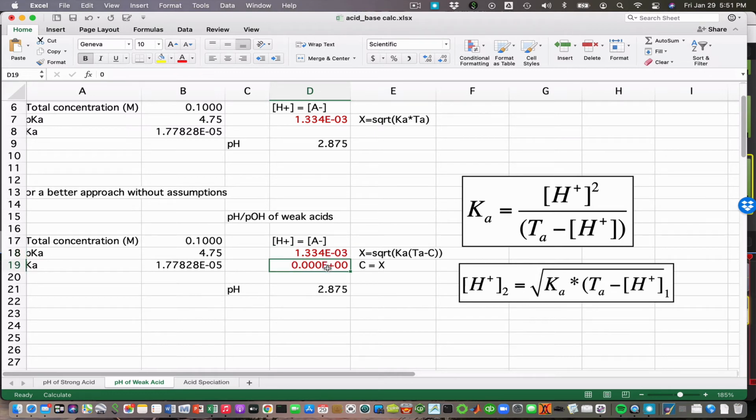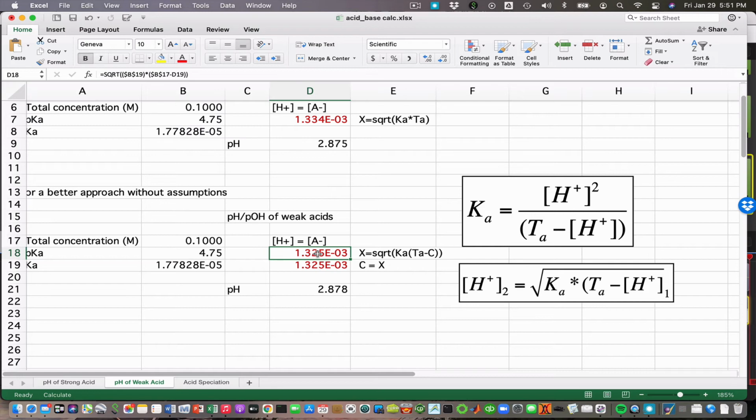So now I have an estimate for the H plus concentration. Cell D19 is the H plus concentration. So this is a circular reference. I take an equal sign and make cell D19 equal to cell D18. Now cell D18 references cell D19, and you could say I have a circular reference.